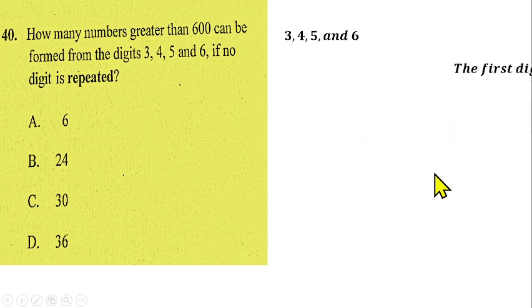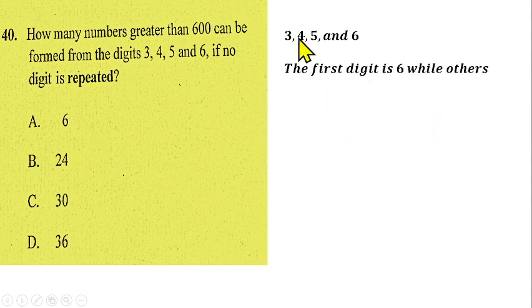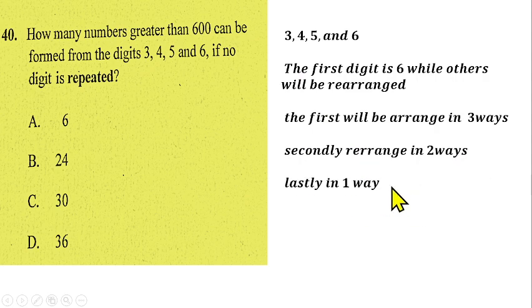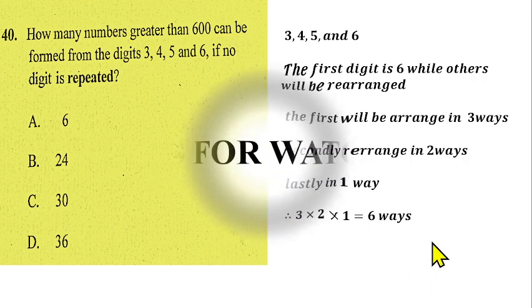And so if you permutate the remaining 3 numbers around 6, the first digit will be 6 while the other numbers will be rearranged. So if you arrange these 3 numbers, they will be arranged in 3 ways for the first time. The second time will be arranged in 2 ways, and the third time will be arranged in 1 way. So that will give us 3 times 2 times 1, which will be 6 ways. So we have option A for question number 40.